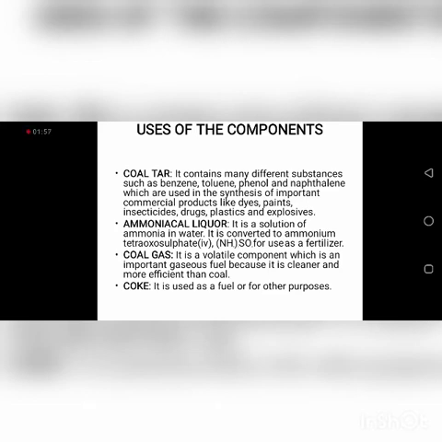Coal tar contains many different substances such as benzene, toluene, and phenol, and they are used in the synthesis of important commercial products like dyes, paint, insecticides, drugs, plastics, and explosives. Ammoniacal liquor is a solution of ammonia in water. It is converted into ammonium sulfate that is used as a fertilizer. The next one is coal gas. Coal gas is a volatile component. This is an important gaseous fuel because it is cleaner and more efficient than coal. Coke is used as a fuel for other purposes.